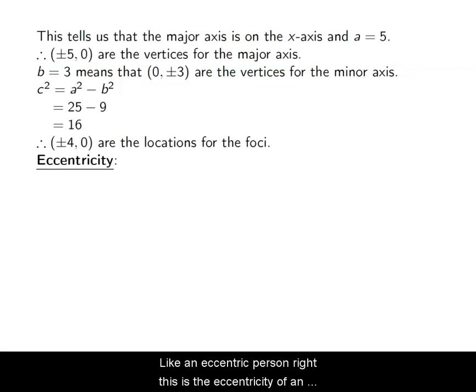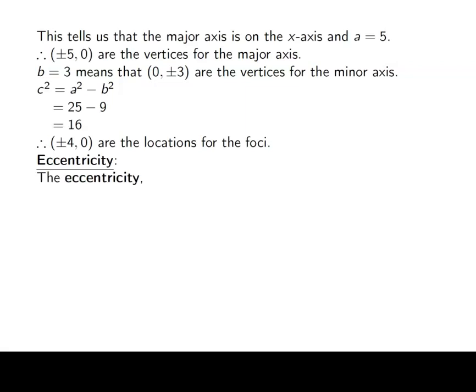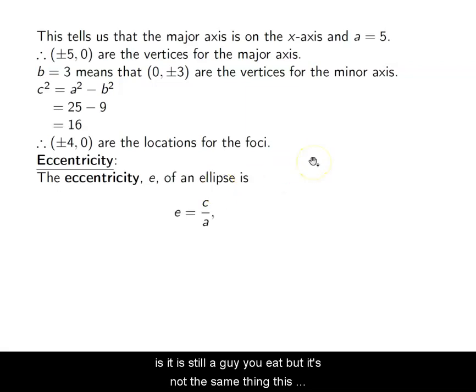This is the eccentricity of an ellipse. So it's a little bit different than when we're talking about people. Okay. So the eccentricity, or what we call E, don't confuse this with the regular E from the natural log or the natural exponent. It's not what this is. It is still a value of E, but it's not the same thing. Okay. This E talks about ellipses, right?